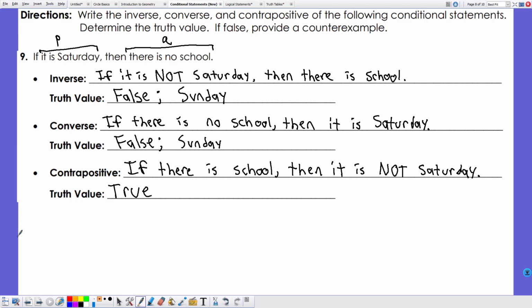So those are some basic examples of the inverse, converse, and contrapositive of conditional statements. And in the next video, we'll go over an extension of this idea. So stay tuned for that.